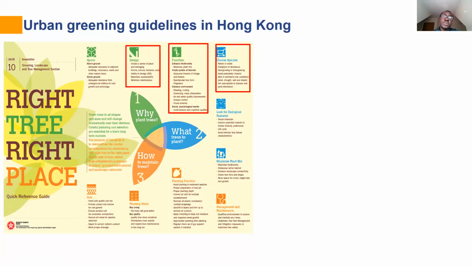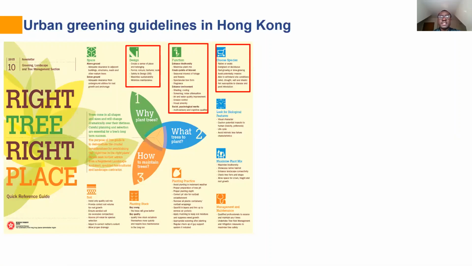you have to answer the question of why you want to plant the tree. So you have to answer the question of function. What is the purpose of the tree planting? Is it to mitigate heat? Is it to cool? Of course, in this kind of environment, urban cooling is the priority.